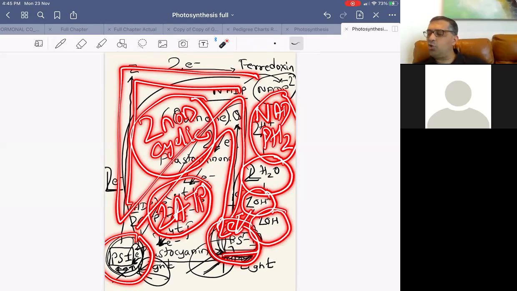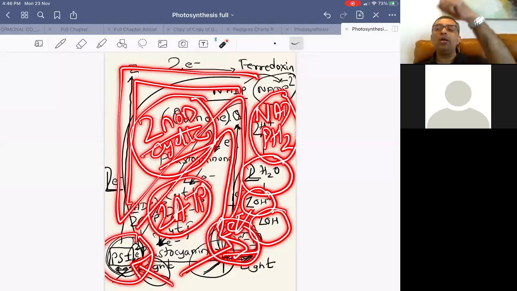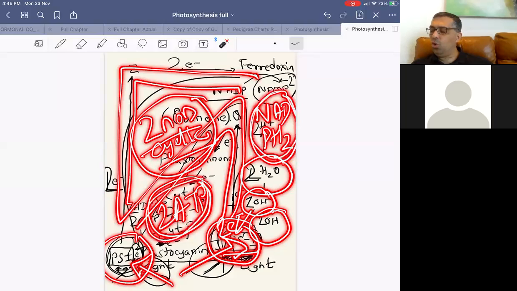How many non-cyclic processes took place? 2. How many photons were used in this process? 4. First photon for PS2, second photon for PS1, 2 photons, 1 non-cyclic process. So 4 photons, 2 non-cyclic processes. And 2 non-cyclic processes will produce 2 ATP, 1 NADPH2, and 2 photolysis of water.